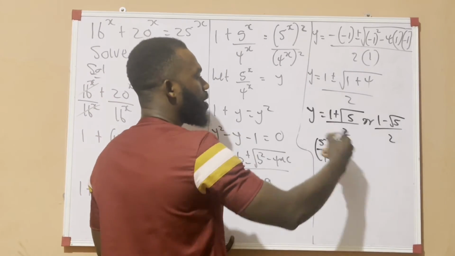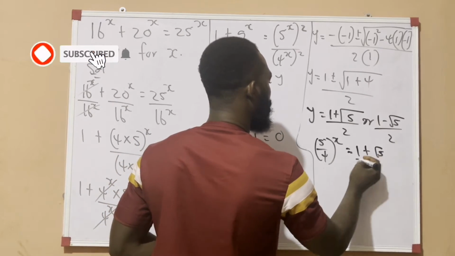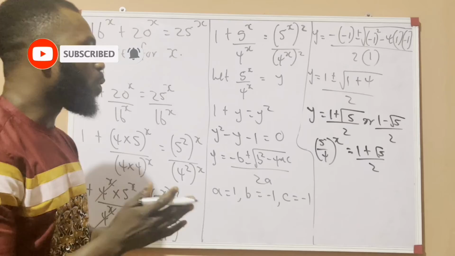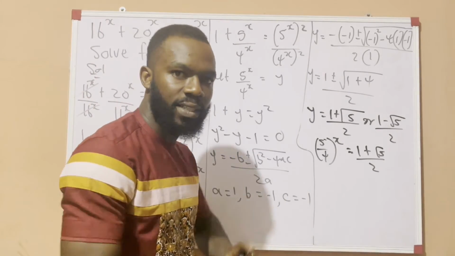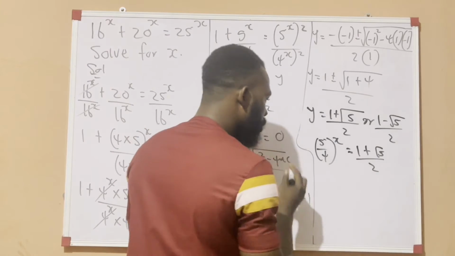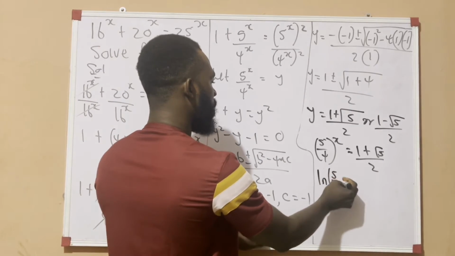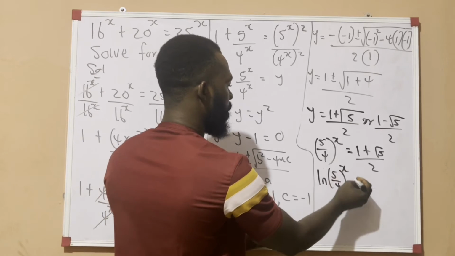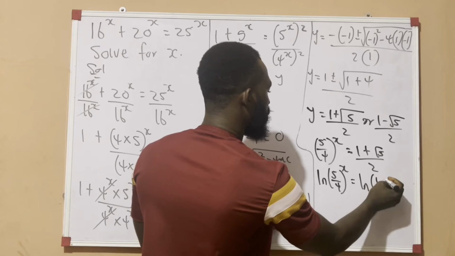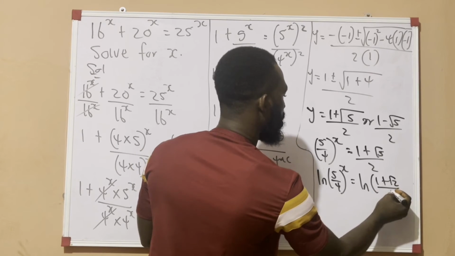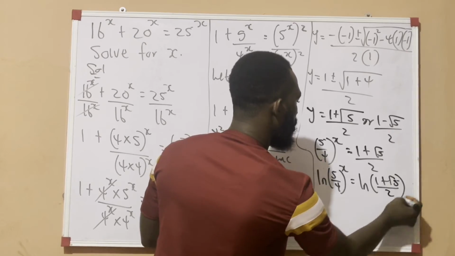Now, our y is 1 plus root 5 all over 2. Good. Now, what we are going to do is take the natural logarithm of both sides of the equation. If we do that, we are going to have ln of 5 over 4 raised to the power of x equal to ln of 1 plus root 5, all over 2.